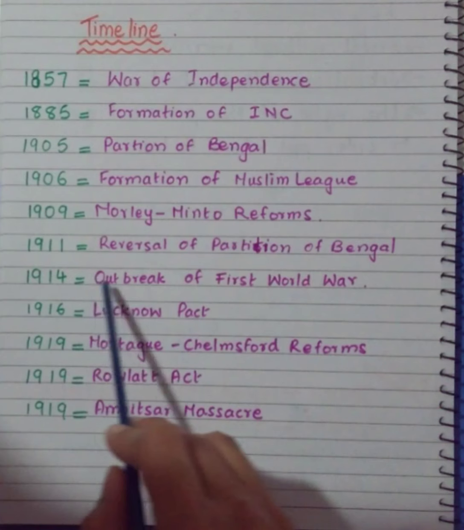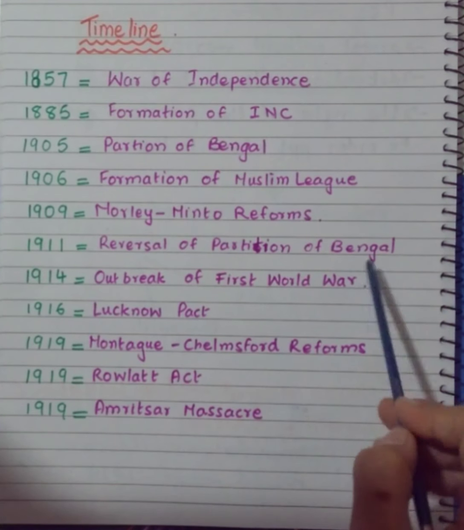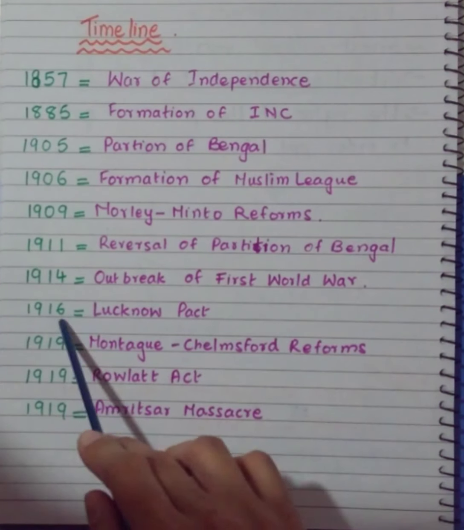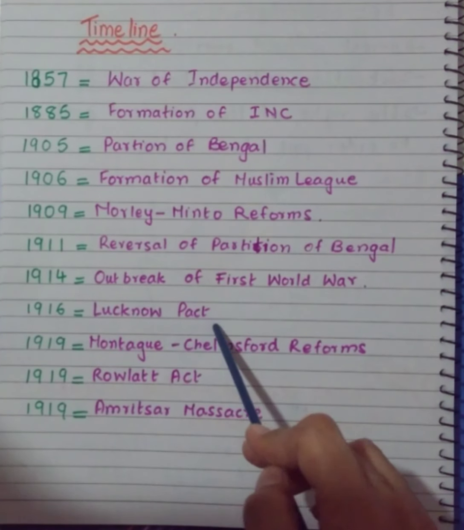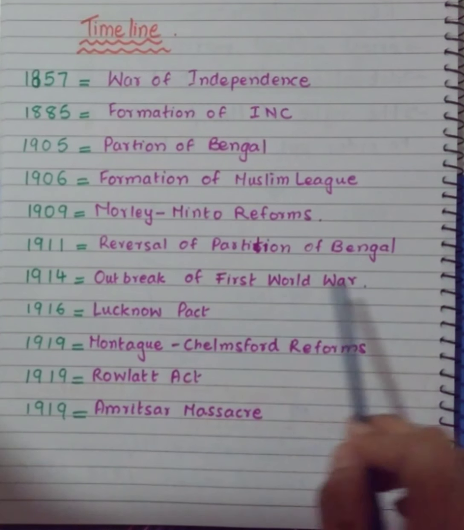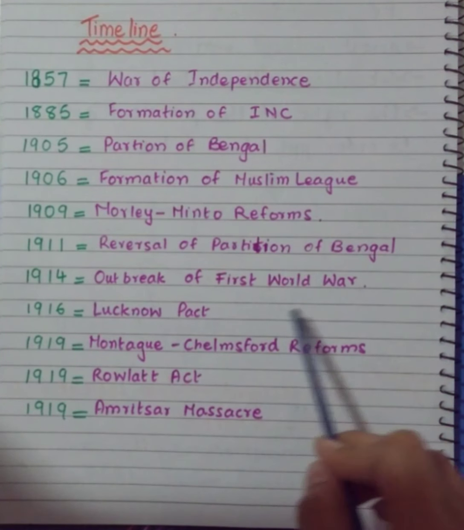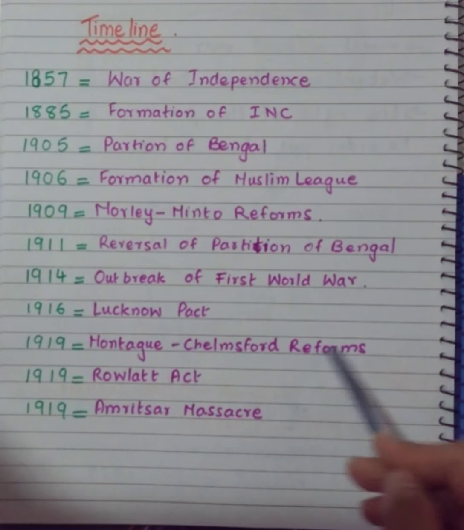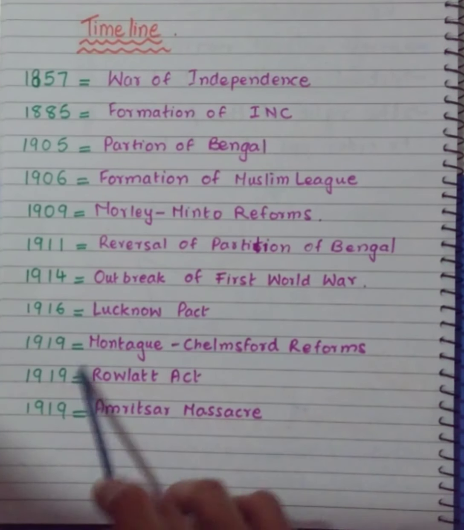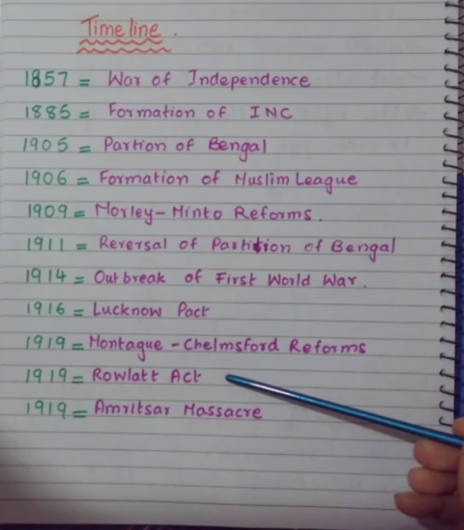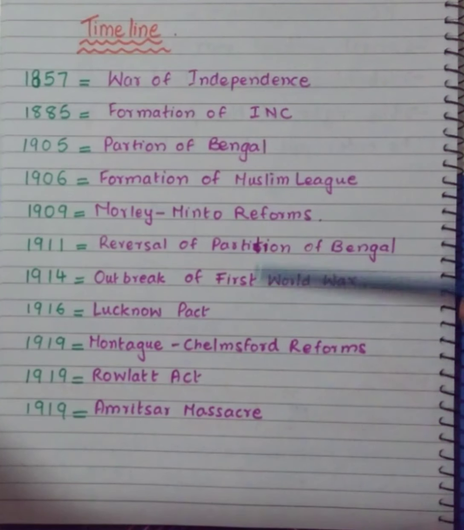In 1914, the outbreak of the First World War, in which the whole world was jolted, and also Great Britain. Then in 1916, the Lucknow Pact was passed, where for the first time the Muslims and the Hindus came together. The Muslim League and the Congress presented a joint set of demands to the British government. Then in 1919, the Montague-Chelmsford reforms, and now we are here, the Rowlatt Act. We are standing over here, so all of this has already happened.